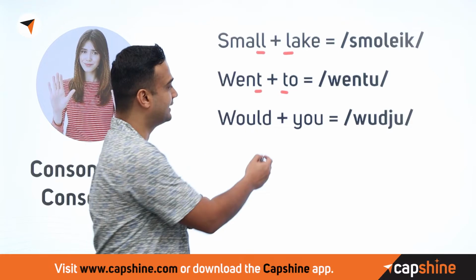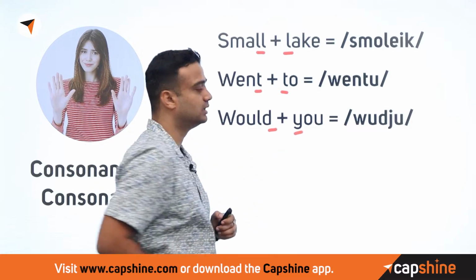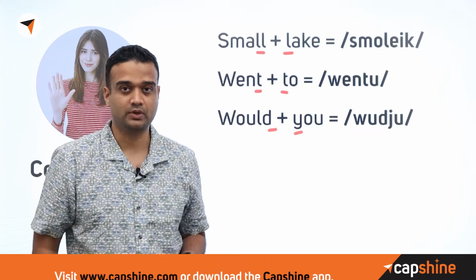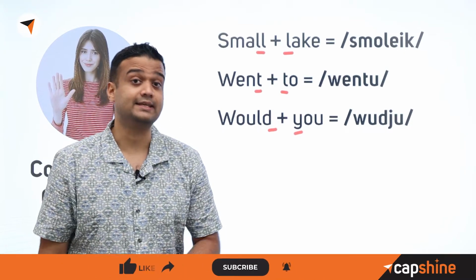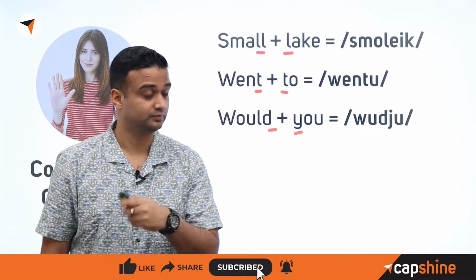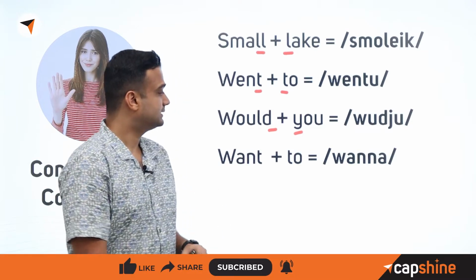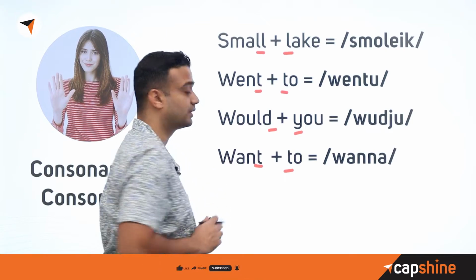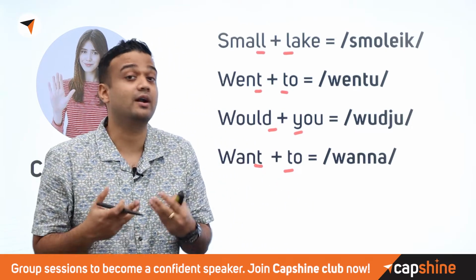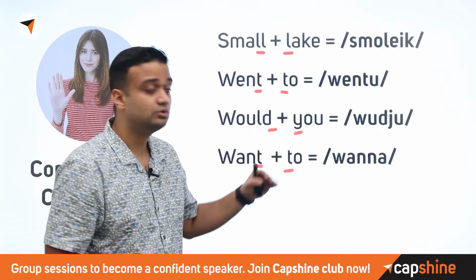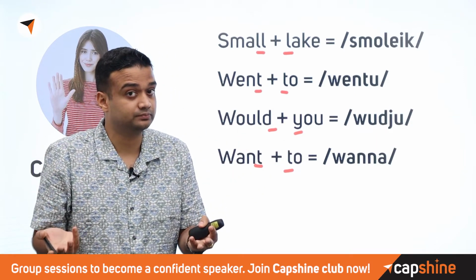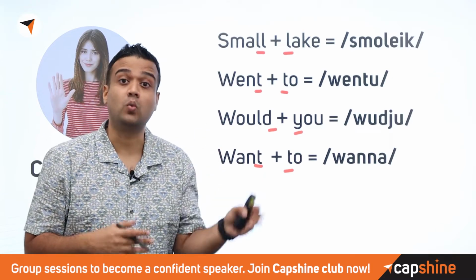And here, again, "would" and "you," the sound changes a little bit into a j sound. So instead of saying "would you," I'd say "wouldja." Would you like some coffee? Wouldja? Similarly, "want to." In this case, the T sound is completely removed and replaced with another sound. Instead of "want to," it becomes "wanna." Do you wanna go for coffee later? Wanna instead of want to.